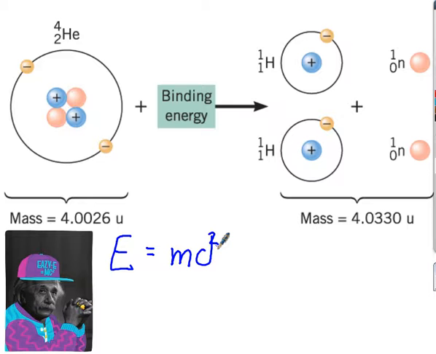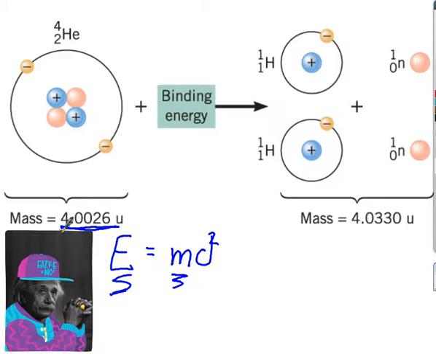Looking at this equation, E equals mc squared, what was revolutionary about it is that it related energy and mass. So if something has more energy, it actually has more mass, because energy and mass are equivalent. Looking at this diagram here, we have a helium nucleus which has a mass of 4.0026, and that's measured in something called atomic mass units.